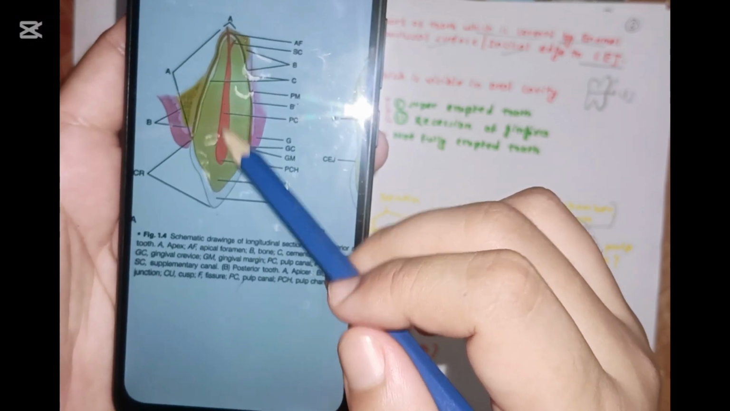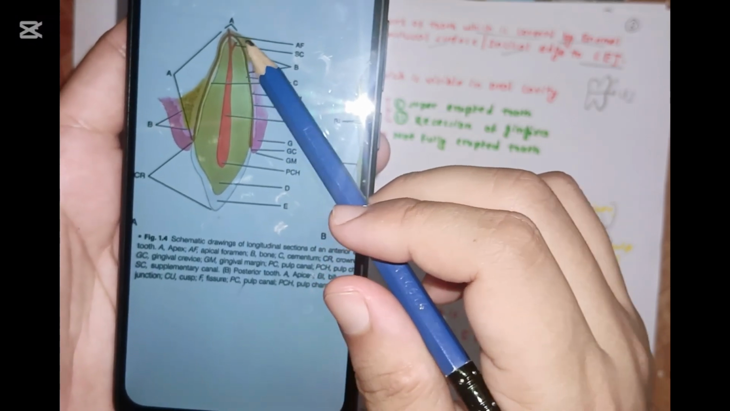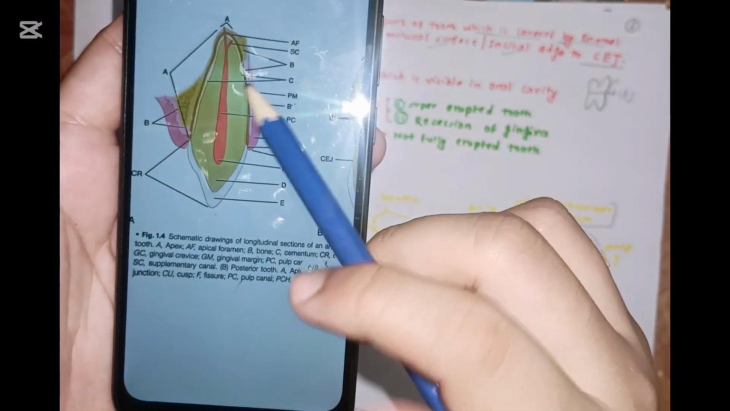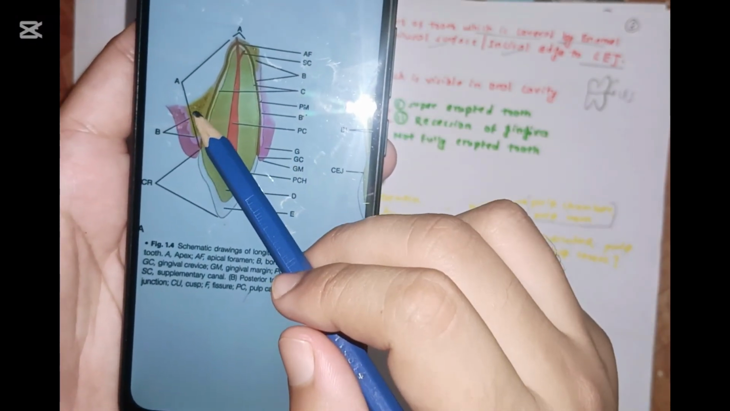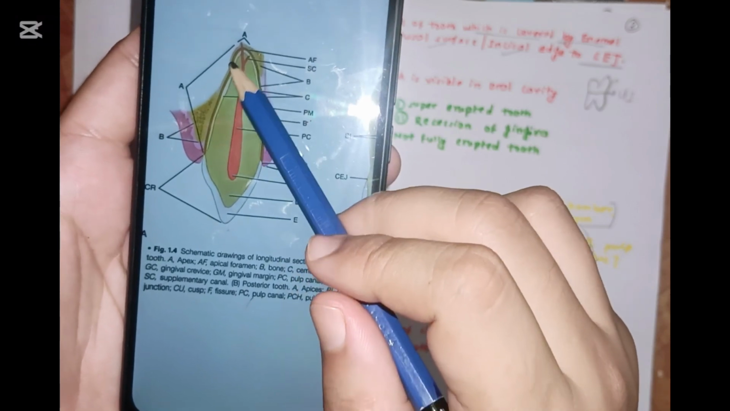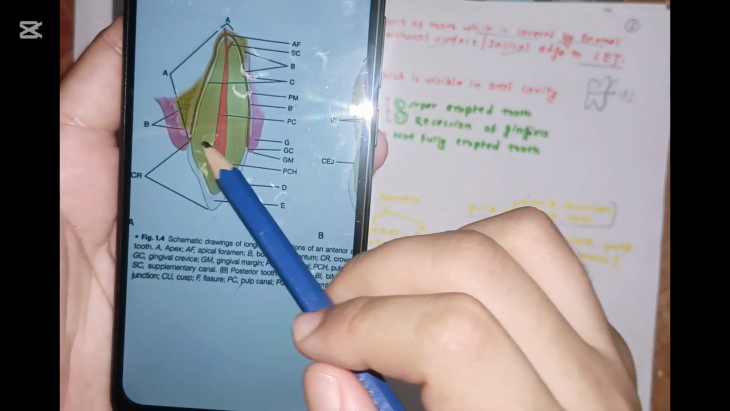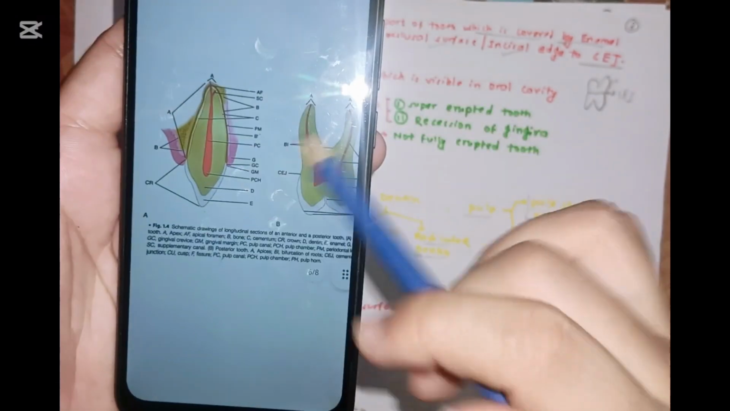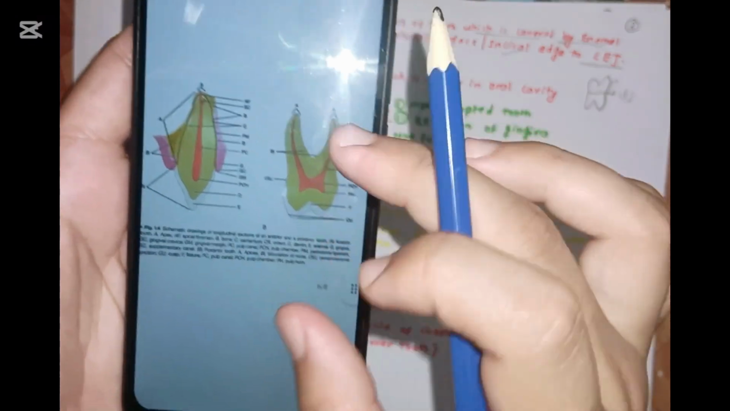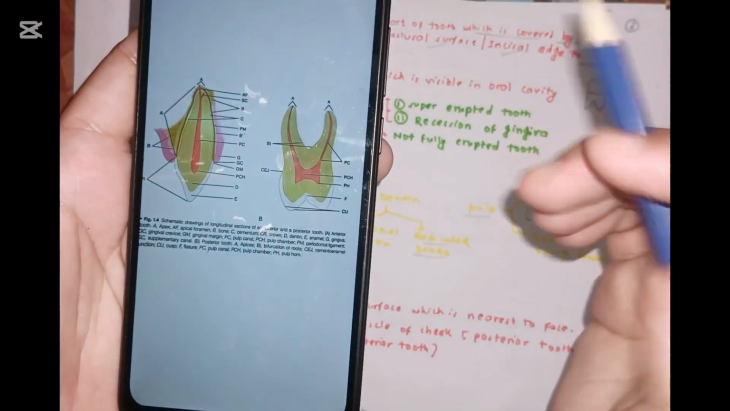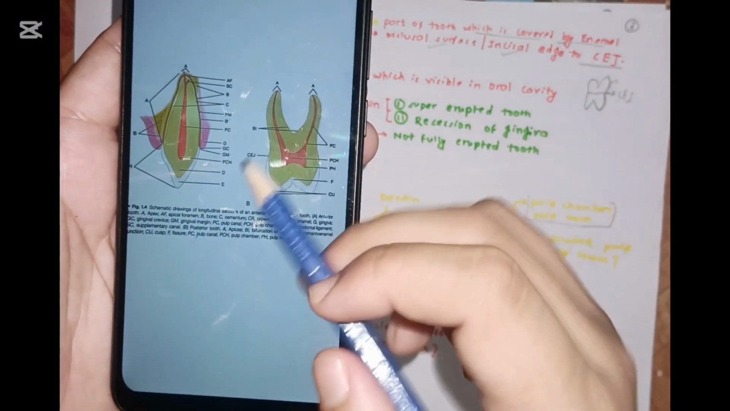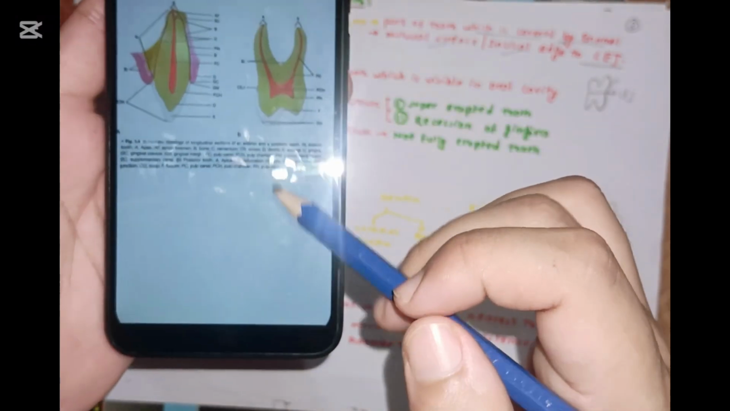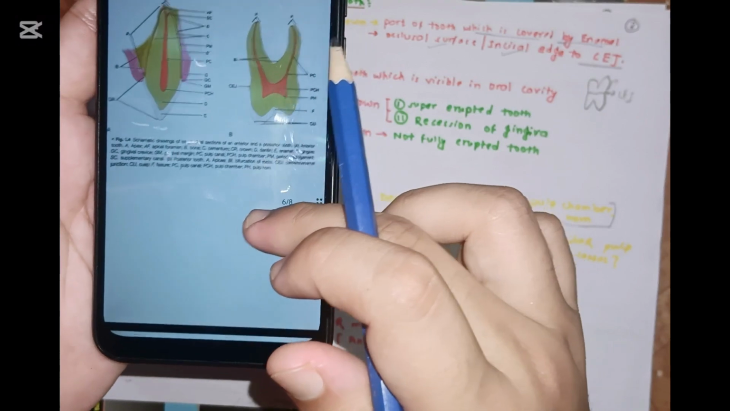Here the pulp is giving off the accessory canal. We will be discussing this in the histology portion. Similarly, this is gingiva, this is alveolar bone, and this dark golden yellow colored substance is cementum. This figure is very important. I think I will keep this slide as an Instagram post, so you can see it from there. Also, it is given nicely in a book, so you can go through that too.